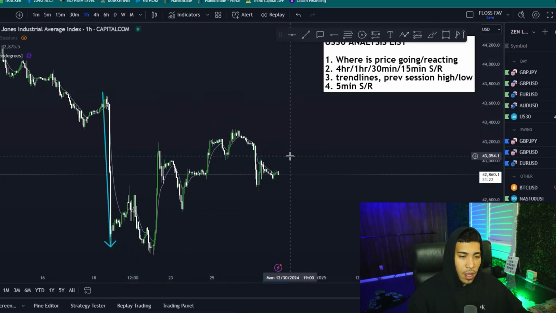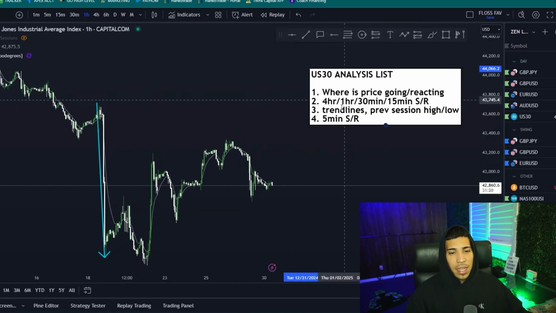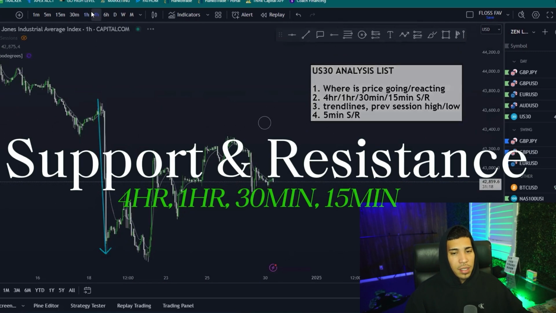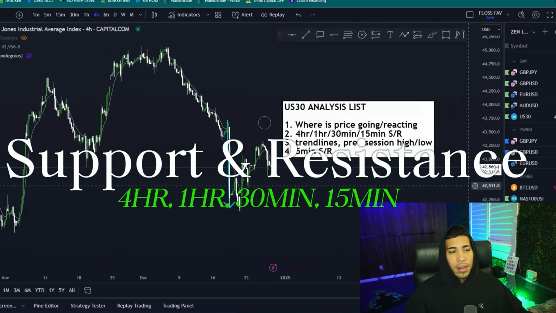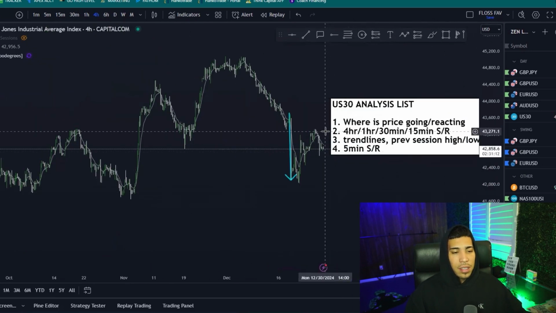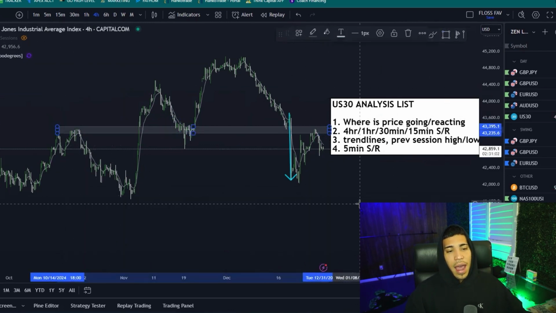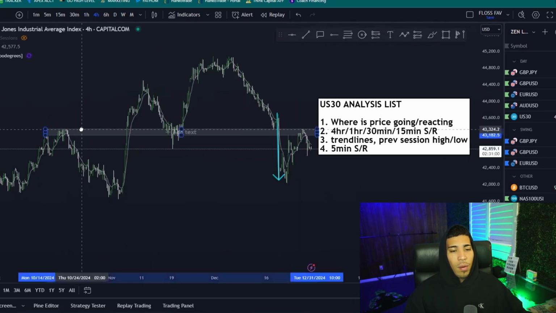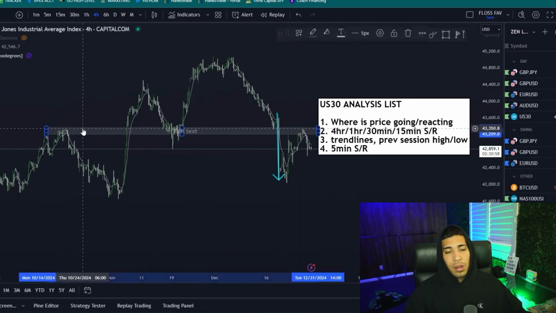Okay, so the very next thing on our list is marking out our support and resistance on 4 hour, 1 hour, 30 minute, and 15 minute. So when we're looking at support and resistance, we want to see 3 or more taps that have in the past shown that these levels of support or resistance are actually holding. Okay, so we have a very clean one, and when I say reactions, I mean big reactions from these zones, especially when you're on higher time frames.